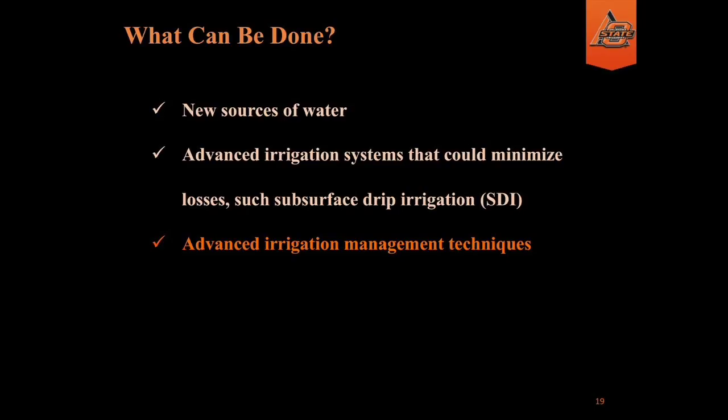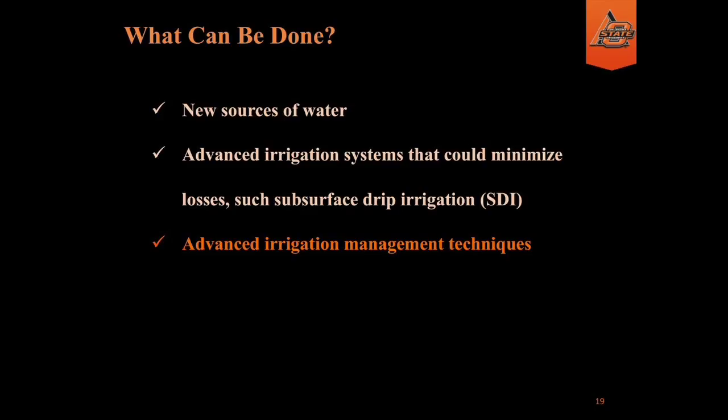So what can be done? Find new sources of water. Well, good luck with that. It's hard to come up with new sources of water, especially in arid and semi-arid areas. Advanced irrigation systems like SDI. Well, it could help a little bit, but they have their own concerns and considerations. It may not be feasible for everybody to switch to SDI.